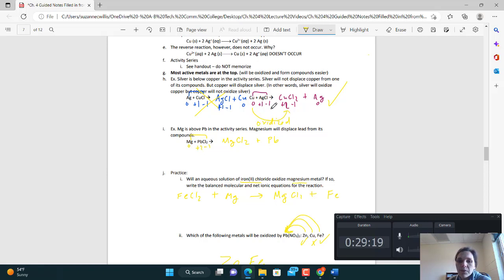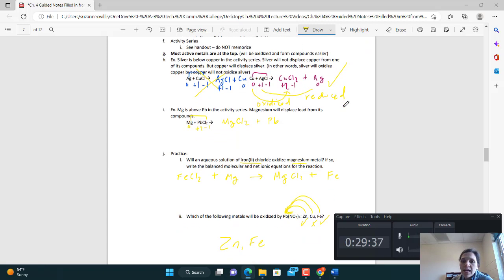So somebody had to be reduced. Who was it? It's silver. Because look, silver was at +1. He went down the number line. If you went down the number line, you must have gained negatives, right? So he was reduced.